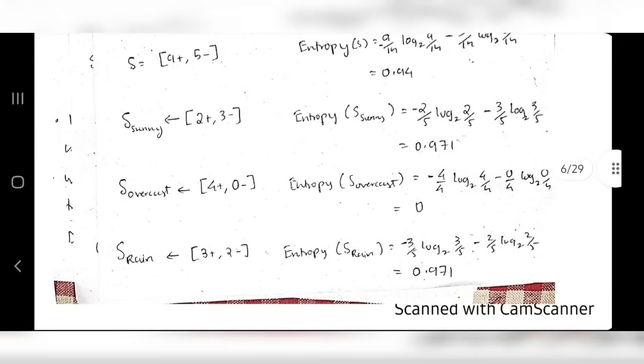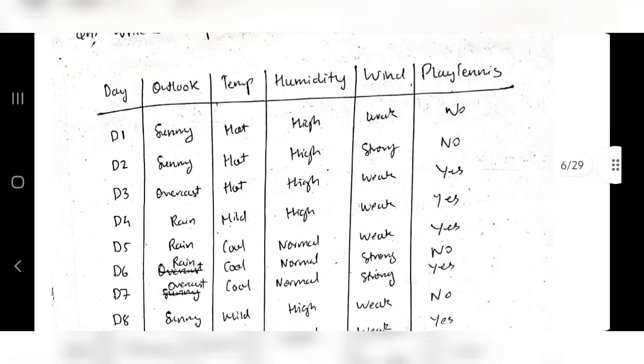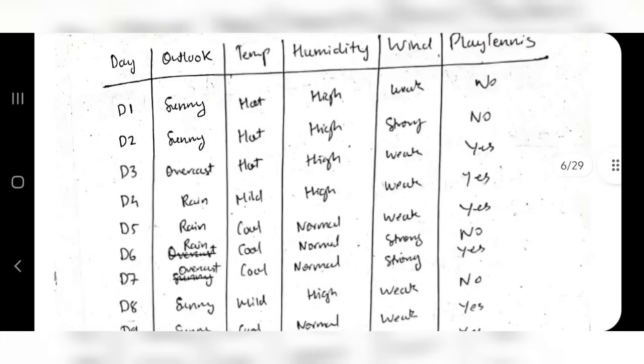After we have reached this point, we'll be considering each of these. What do I mean by consideration? Listen carefully. We have 2 and 3 here. Sunny, 2 plus and 3 minus. Where is sunny? Sunny is present here. Now the positive values are 2 and negative values are 3. Now for sunny I have no here. For sunny I have no here. And for the third sunny I got no.